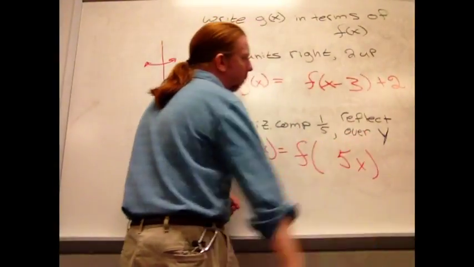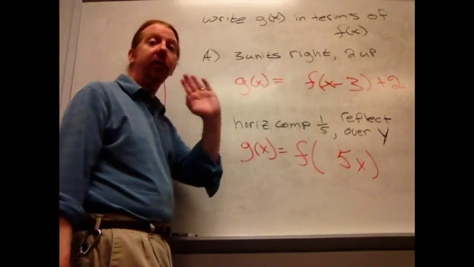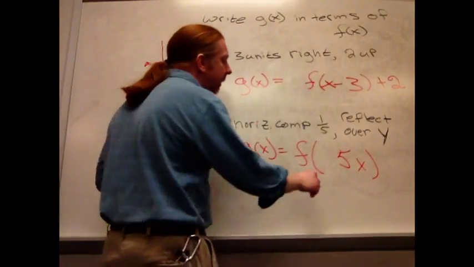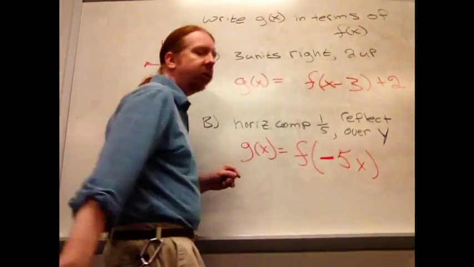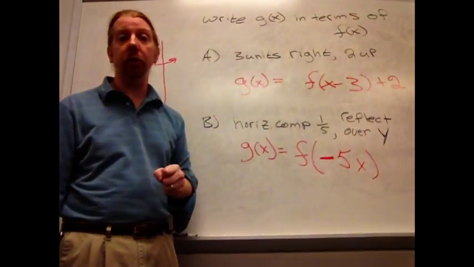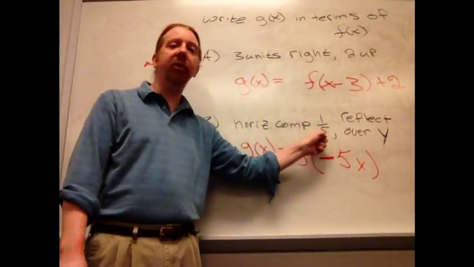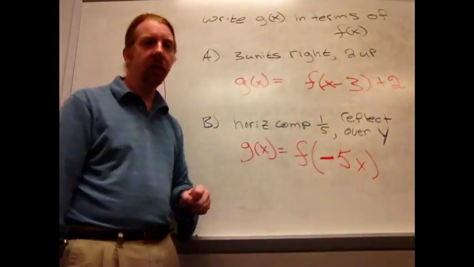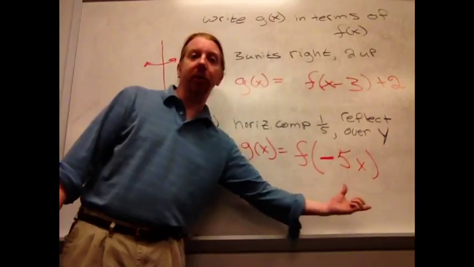Now, with this reflection over the y, that's a horizontal motion, so it's inside. I change the sign in order to cause that. So that negative represents my reflecting over the y. The 5 represents a compression of 1/5. Since they're both horizontal, they're both inside the parentheses.